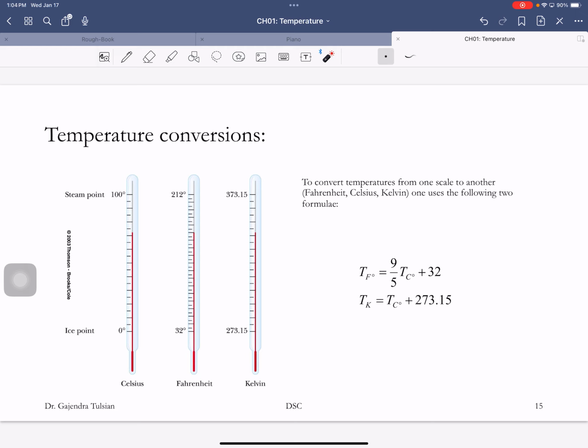Now, when we do the first and second law of thermodynamics and the kinetic theory, most of the time we'll be in the Kelvin scale. So you want to get used to that.